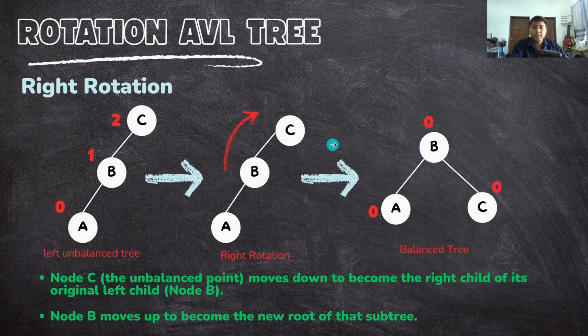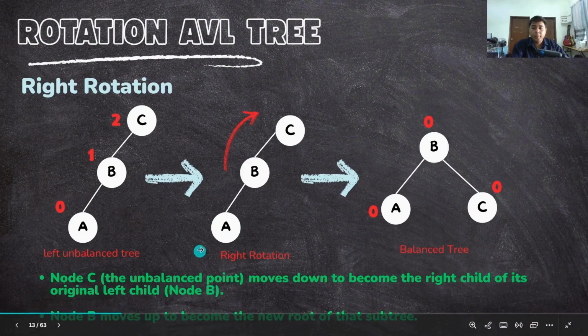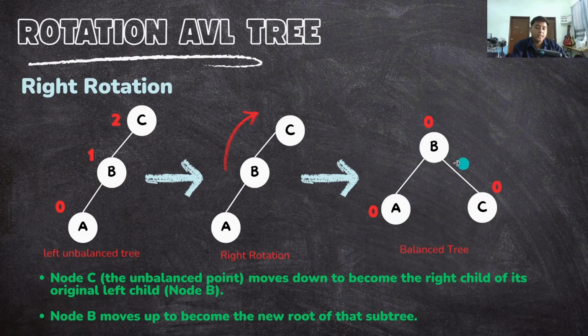So the node C, which is the unbalanced point, moves down to become the right child of its original left child, the node B. And then node B moves up to become the new root for the subtree. So now the tree is balanced.